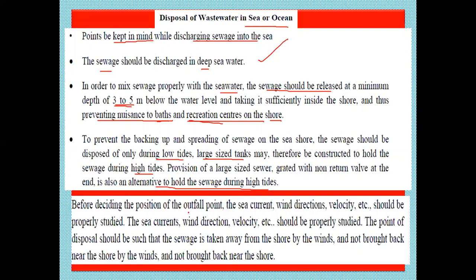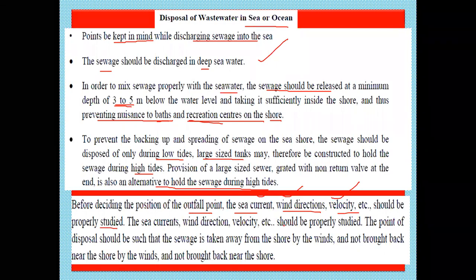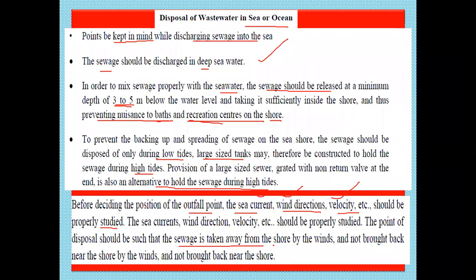Before deciding the position of the outfall point, the sea current, wind directions, and velocity should be properly studied. So you have to take all these points into consideration. The points of disposal should be such that the sewage is taken away from the shore by the winds, and not brought back near the shore by the winds.